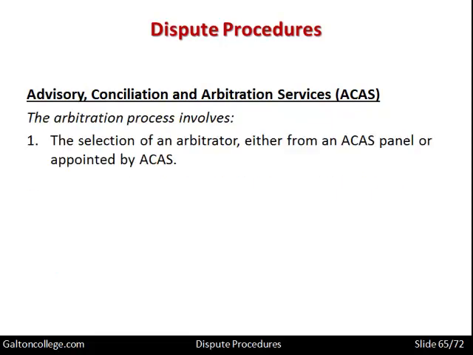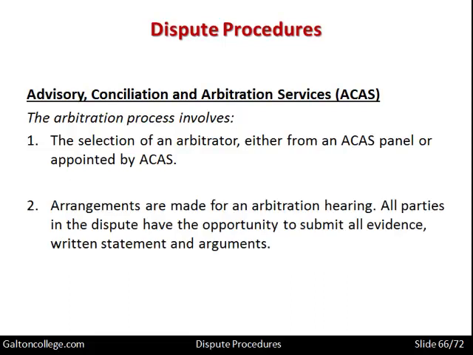The arbitration process involves the selection of an arbitrator, either from the ACAS panel or appointed by ACAS. So somebody who's independent of the unions and of the management, somebody who's outside the industry perhaps. It could be a legal person, a lawyer, a solicitor, a barrister. It could be a retired judge. Depends on the scale of the dispute, the scale of the industry or company, or the importance of the company. So the arbitrator can be someone respected by both sides. Both sides will agree that this person is fair.